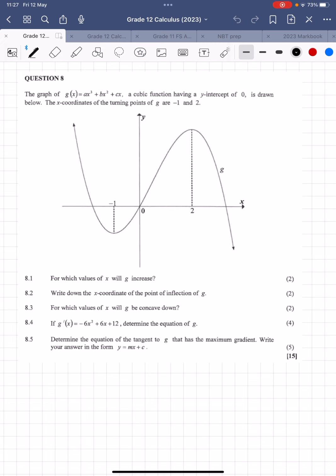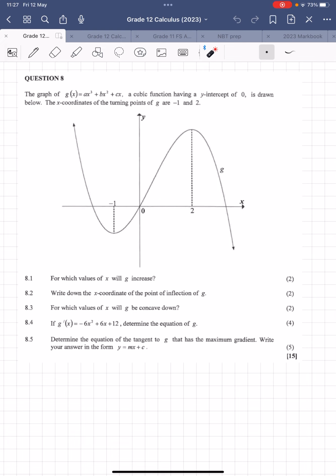So in question 8, they are saying that the graph of g, and they've told us that the equation is ax cubed plus bx squared plus cx, meaning that they have not given us the equation, but they are just showing us that we don't have a d value. Hopefully we can see that that is because the y-intercept of this graph is 0, and we know that the y-intercept is always our d value. So they are also actually saying that in words. They're saying a cubic function having a y-intercept of 0 is drawn below.